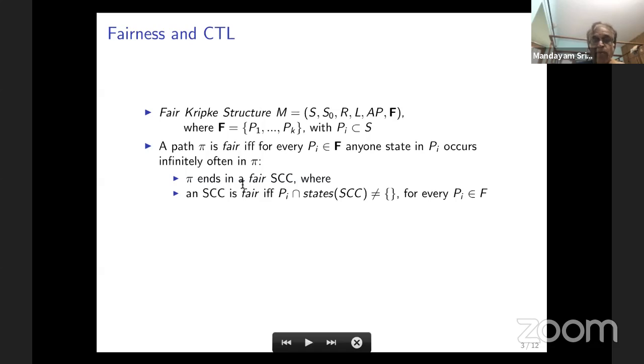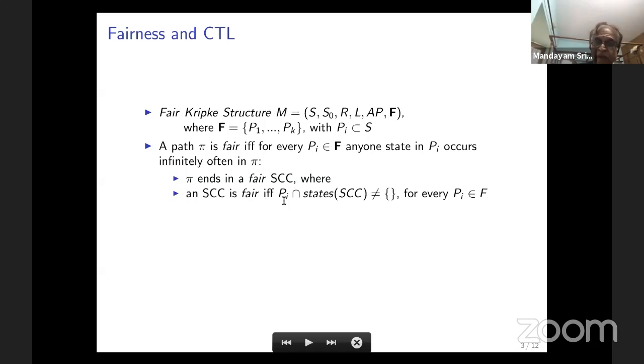Since every path in a Kripke structure is infinite, and the only way you can have infinite paths in a finite state system is that the path is a prefix to something which ends in a strongly connected component, this fairness condition can be viewed as a path ending up in an SCC, and the only way that these states can occur infinitely often is if we express this in terms of an SCC being fair.